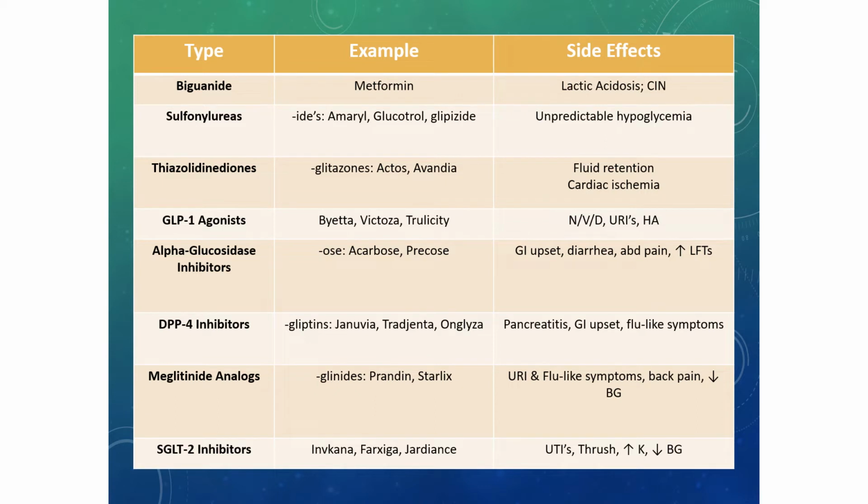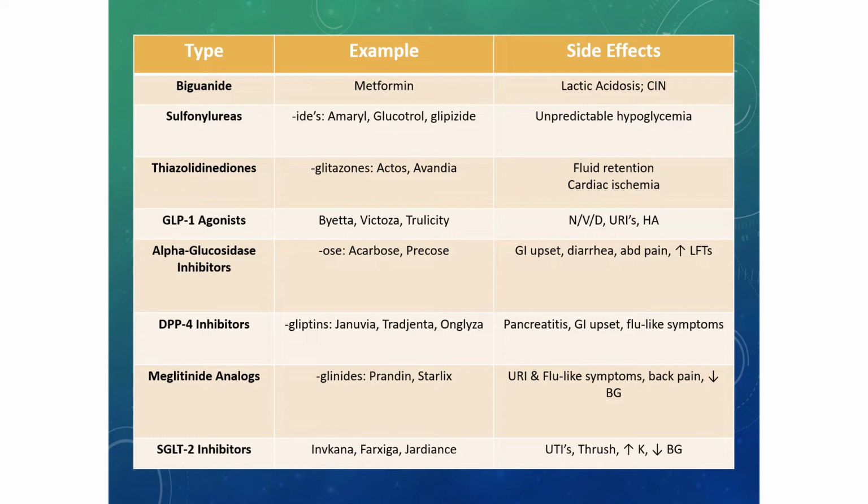There are lots of different types of oral hypoglycemic agents. For instance, metformin, this is a biguanide, decreases hepatic glucose production and intestinal glucose absorption. It's important, though, to understand the side effects. So it causes lactic acidosis, can cause contrast-induced nephropathy.